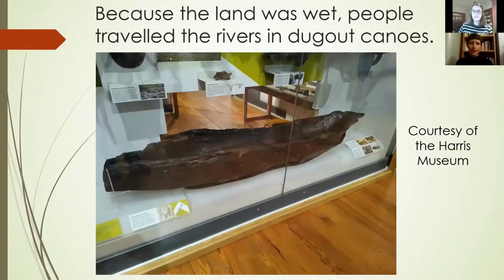Because the land was so wet, people instead had to travel the rivers in dugout canoes. And you can see here this quite magnificent dugout oak canoe from one of those big bog oaks, which was found in the River Ribble and could be viewed in the Harris Museum.